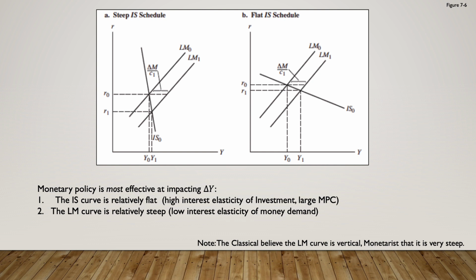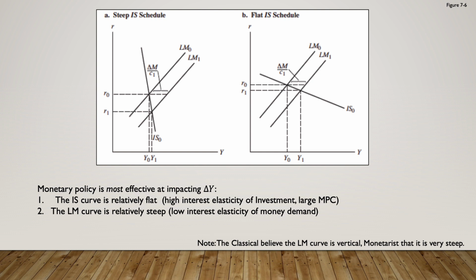We have two panels. The first depicts an IS-LM model with a relatively steep IS schedule, and that steep IS schedule reflects that there is a low interest elasticity of investment. Panel B has a relatively flat IS schedule, and this, of course, depicts a very high sensitivity of investment to changes in the interest rate. The LM curves in panel A and panel B are drawn to be exactly the same, so that's sort of benign.